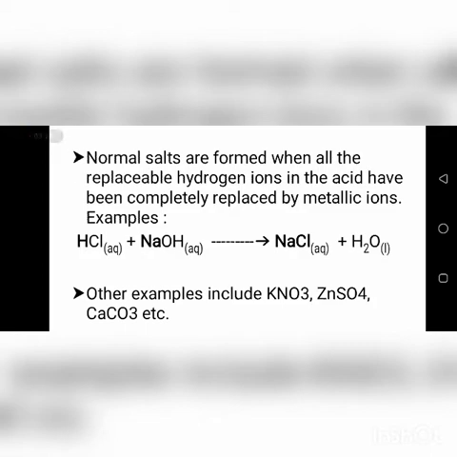Other examples are potassium nitrate, KNO3, zinc sulfate, ZnSO4, and calcium carbonate, CaCO3. These are examples of normal salt because there is no hydrogen in the compound. All the hydrogen has been replaced by metallic ion.